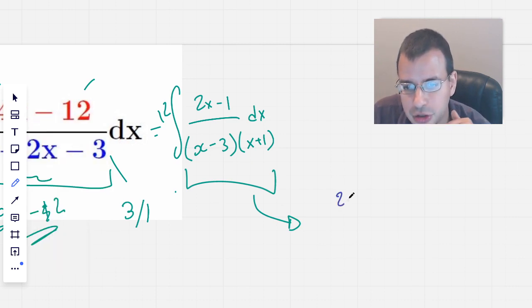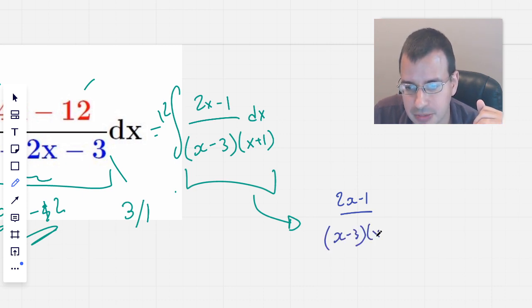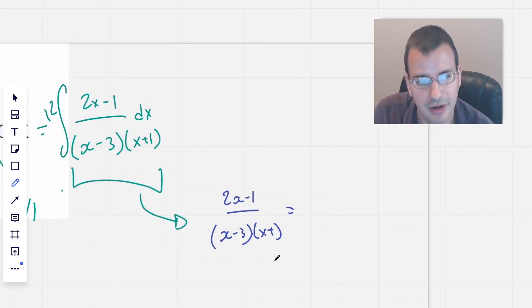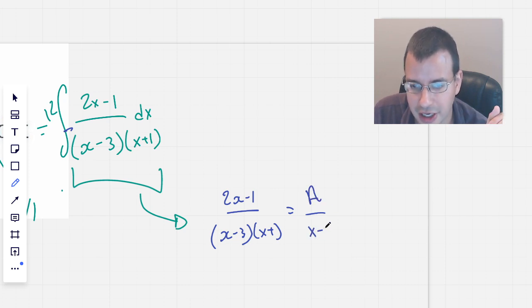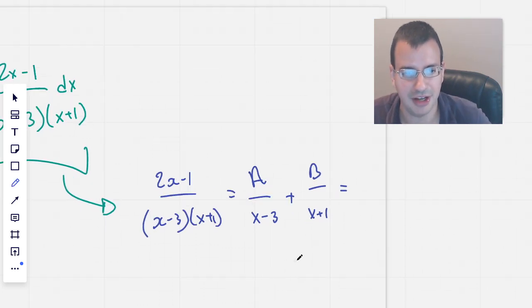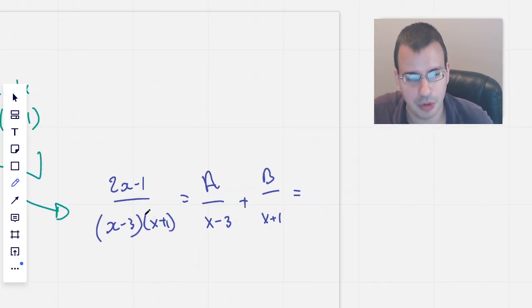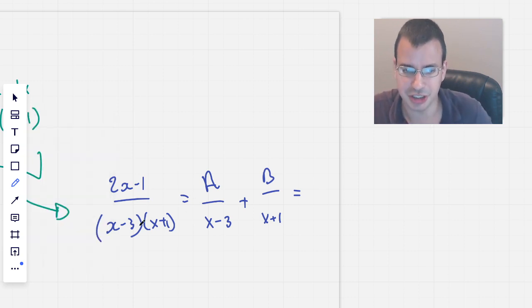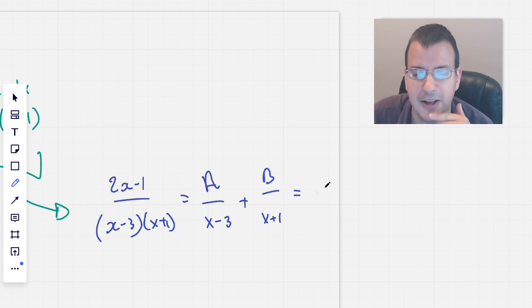So we have (2x minus 1) over (x minus 3)(x plus 1) equals, and I'm going to make sure not to forget about the 12 I have over here either, some A over (x minus 3) plus some B, which we'll find, over (x plus 1). So I write it like this. There are a couple other cases if you have quadratics or if there's a power on one of these polynomials, and you can look that up. But for here, since they're just simple polynomials, we'll leave it like that.